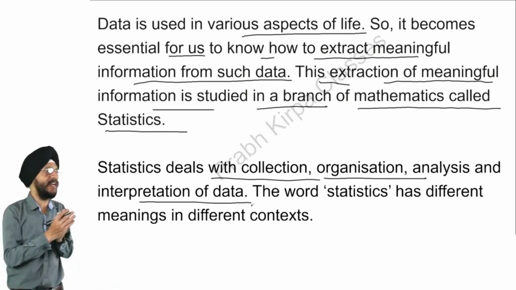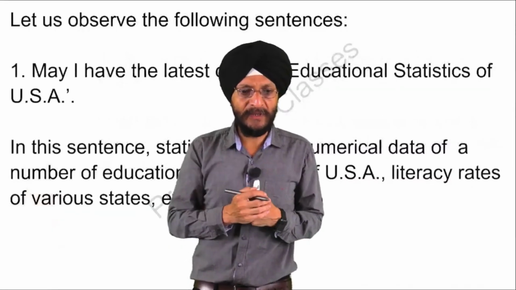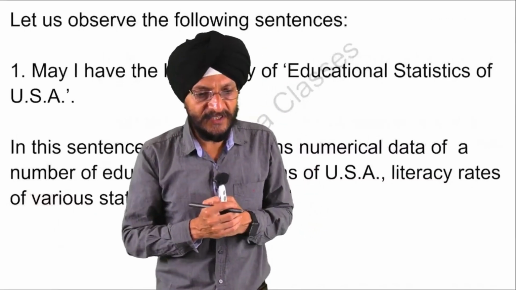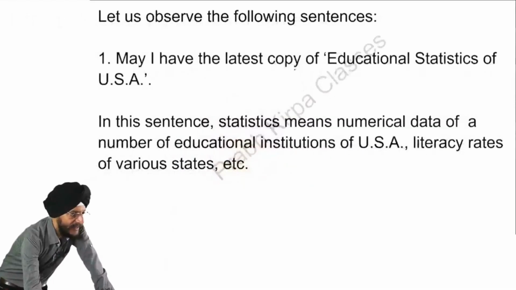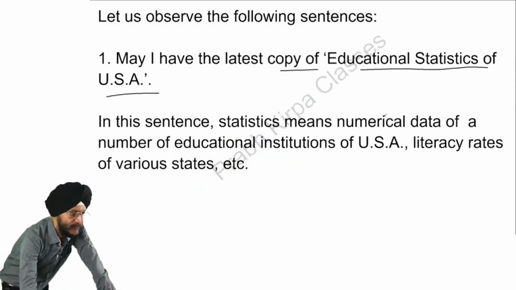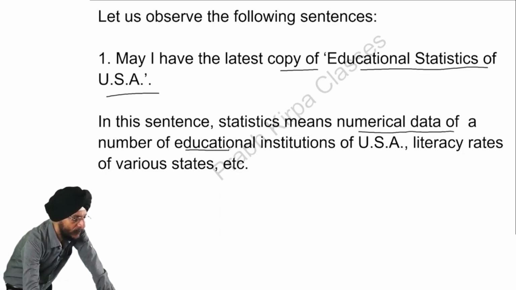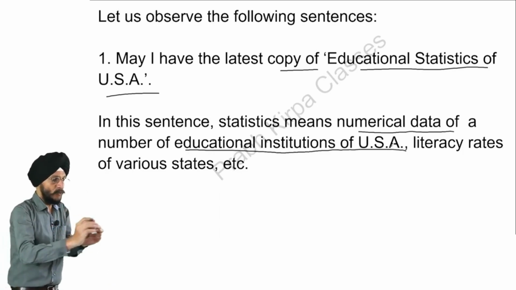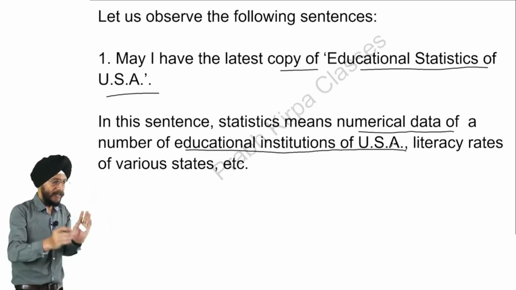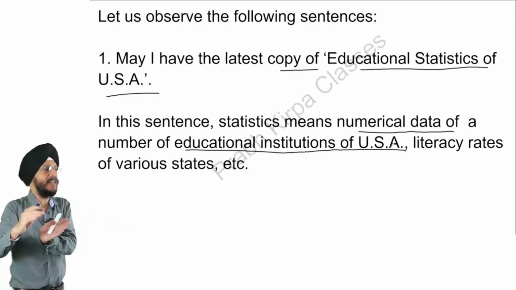The word statistics has different meanings in different contexts. For example, we take two examples. First is, may I have the latest copy of educational statistics of USA? What does it mean? Here the word statistics means the numerical data of a number of educational institutions of USA. That is, the data pertains to how many institutions there are in USA, and it may also contain reference to literacy rates of various states, etc.